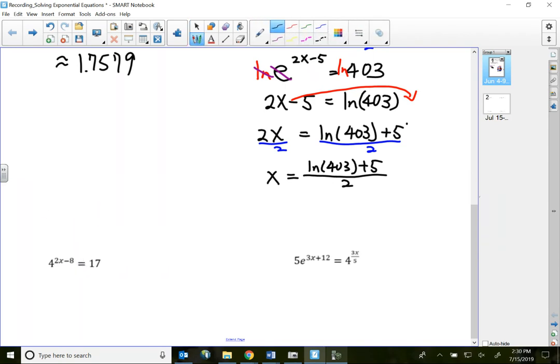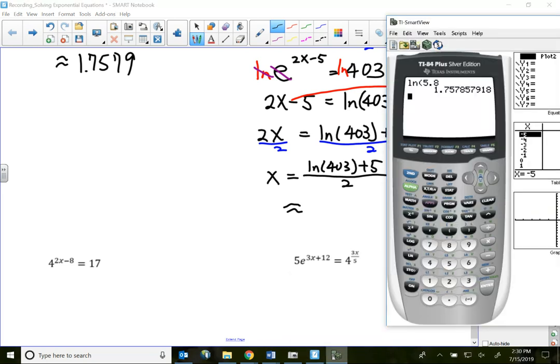So let's put this in the calculator real quick. I'm going to figure out the top first. So I'm going to say natural log of 403, close parenthesis, then plus 5, see what that is, then divided by 2. So my answer is about 5.4995.